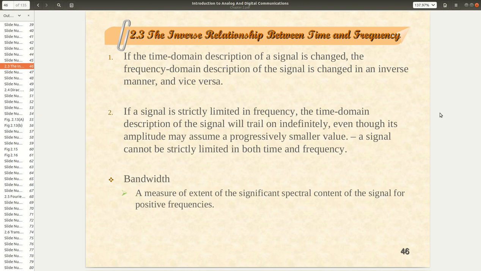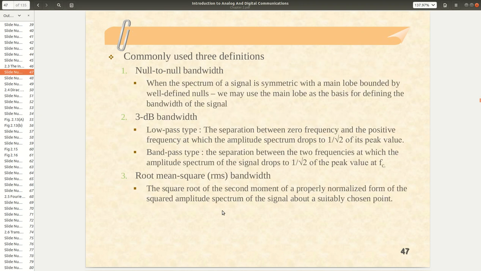There is another thing we call bandwidth. Bandwidth means the measure of the extent of the signal in the spectrum of positive frequencies, that is, how many frequencies this signal contains or extends over in the frequency spectrum. There are three definitions we use. The first is the null to null bandwidth, which takes the main lobe as the basis of the bandwidth definition.